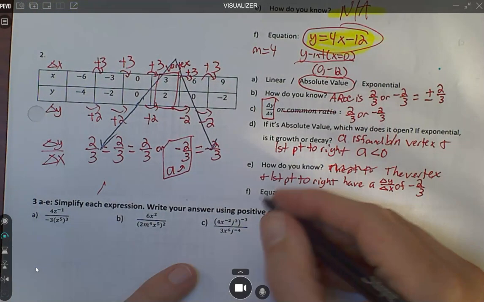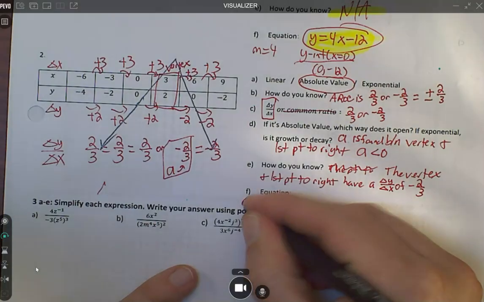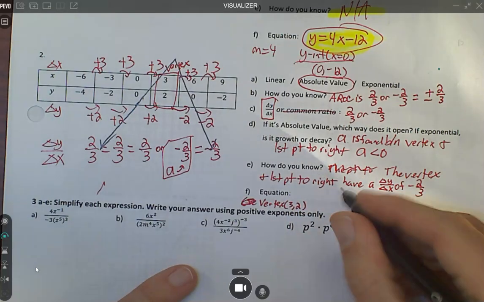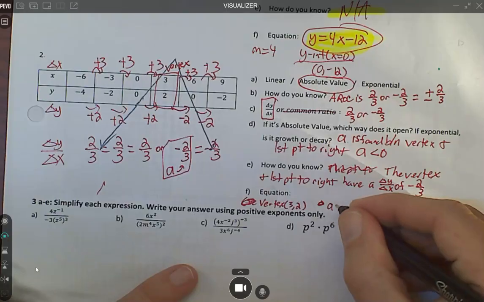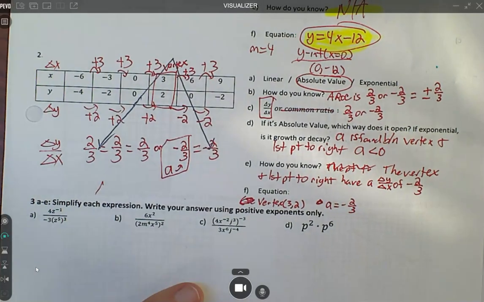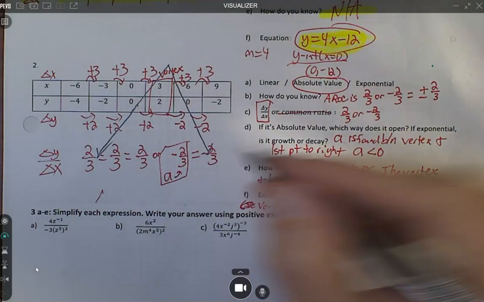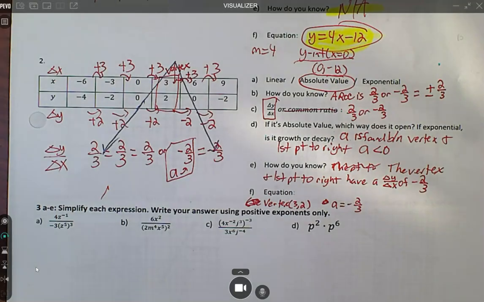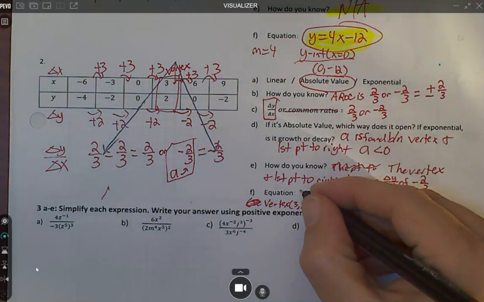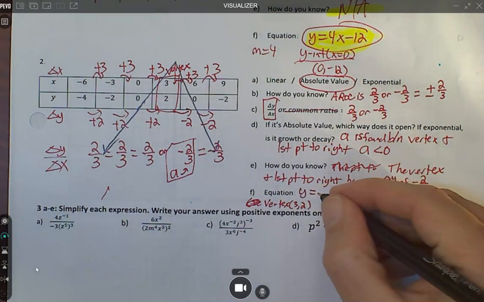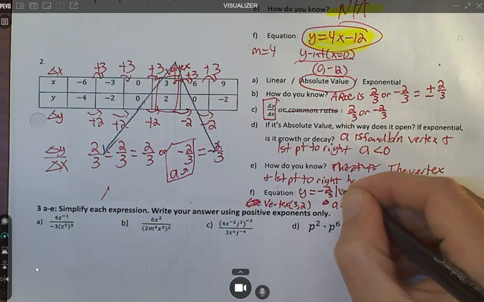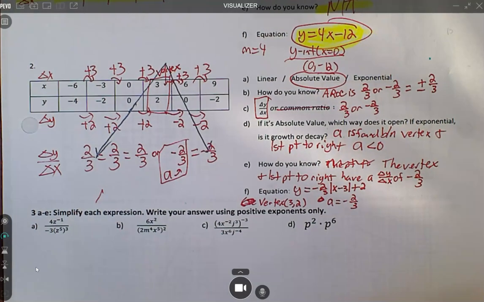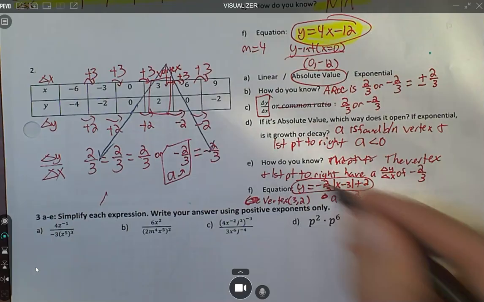Okay, what do we need for the equation? We need the vertex. We need the change in y. We need A. A is always the first point to the right. So y equals A times x minus 3 for the vertex, plus 2. This is where we did that bullet yesterday. Okay, I'm going to pause it while I highlight my answers.